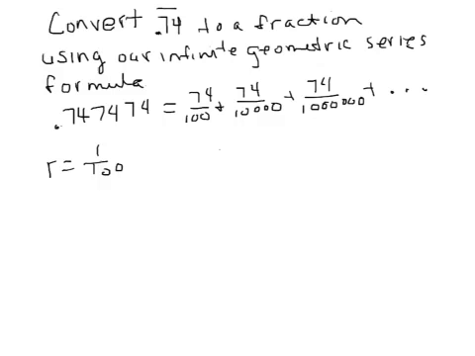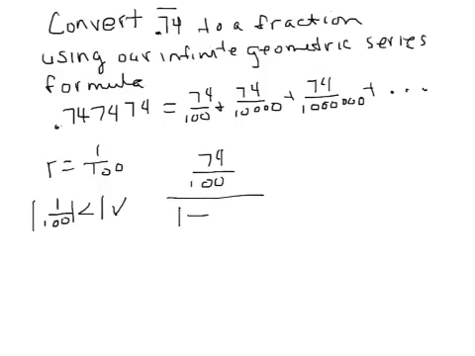And the absolute value of 1 over 100 is definitely less than 1. Yes, that checks. So we get to apply our formula for adding up these things. So this is another way to think about that. I have 74 over 100. That's the first term. And then I have 1 minus 1/100th. That's our ratio. So this becomes 74 over 100 divided by 99 over 100.